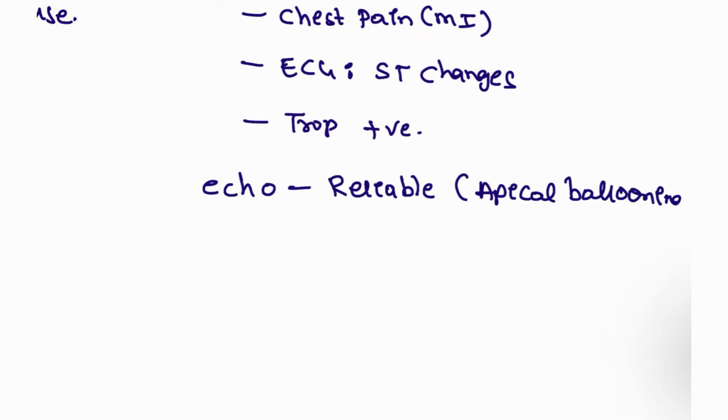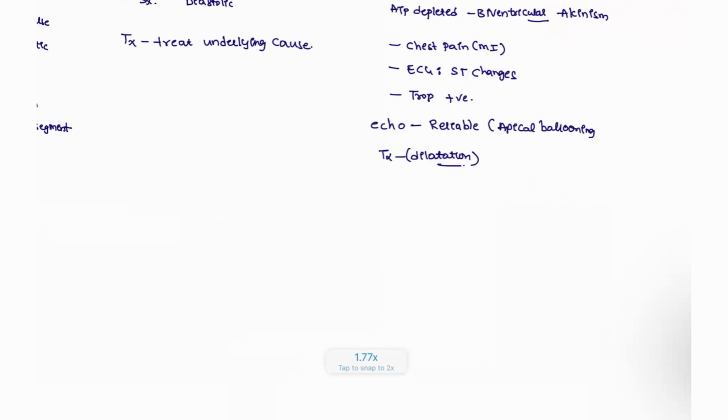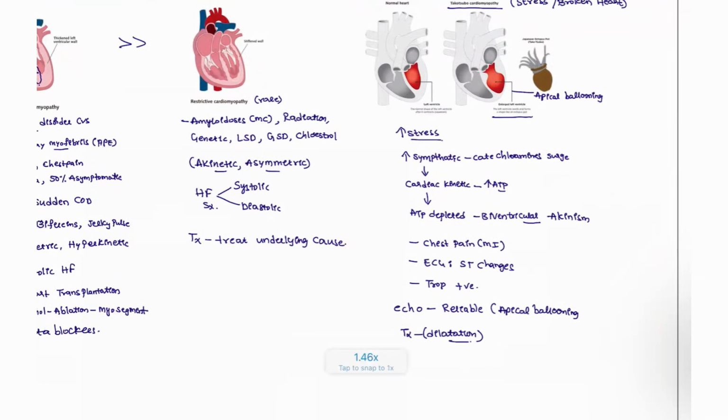What is the treatment of choice for this patient? So dilatation is the choice for this patient. Balloon and dilatation can be done as a procedure for this patient. Takotsubo can sometimes mimic the MI, but it is not an MI condition.